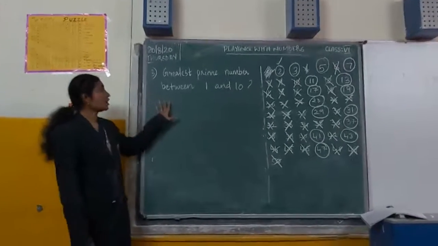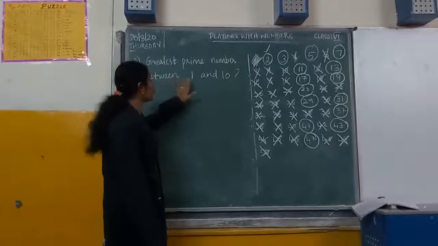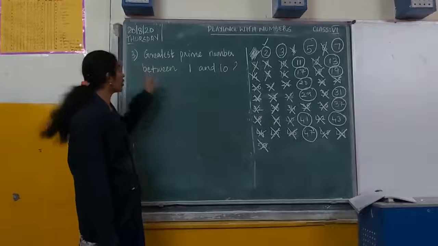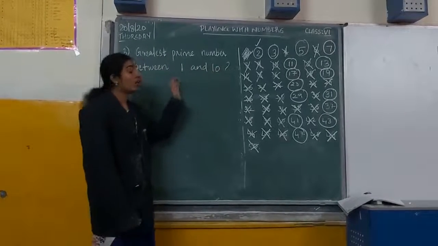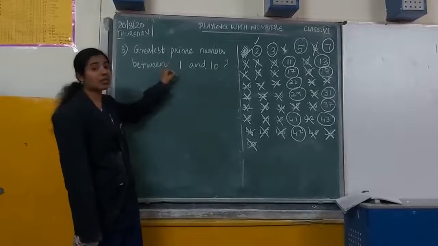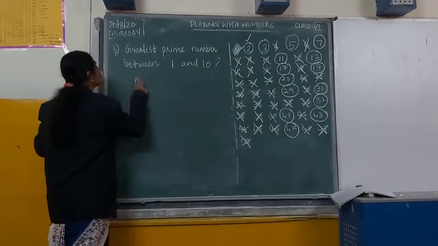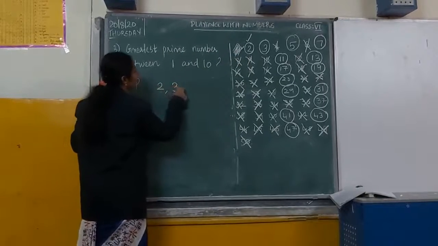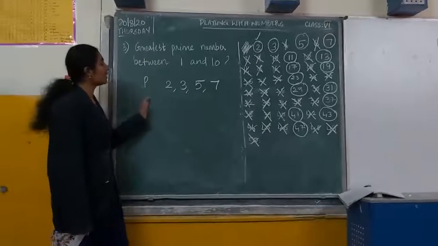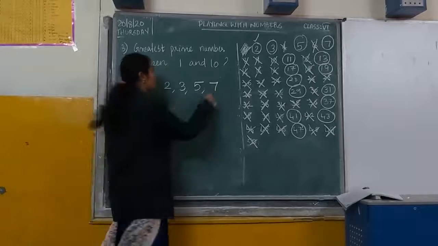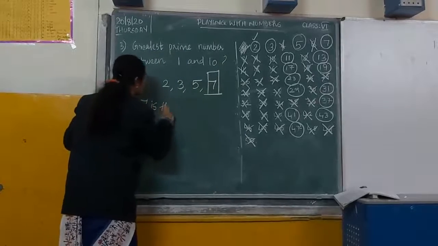See the next question. Write the greatest prime number between 1 and 10. First of all, you should write all the prime numbers between 1 and 10. Which are they? 2, 3, 5 and 7. In this one, which is the greatest prime number? 7 is the greatest prime number.